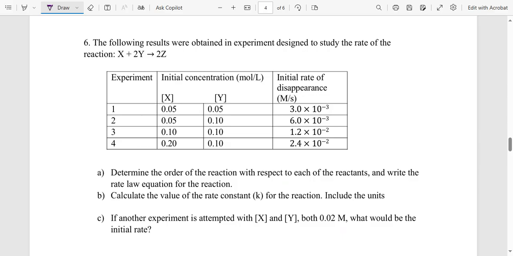Okay, good. The following results were obtained in an experiment designed to study the rate of the reaction X plus 2Y producing Z. Determine the order of the reaction with respect to each of the reactants and write the rate equation for the reaction.